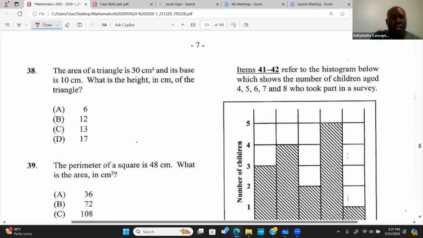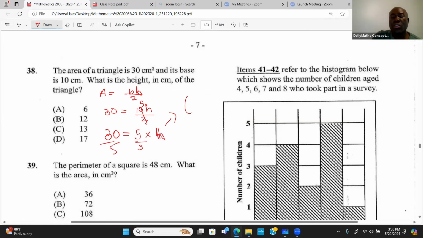38. The area of a triangle is 30 cm square and the base is 10. What is the height? What we want to do is set up the formula. The area of a triangle is equal to base times height over 2, or you're used to half base times height, same thing. Now, area is 30, which is equal to base, given as 10, times height, which we don't know, over 2. There are multiple ways to do that. We could cancel the 2 and the 10 right here, so we'll get 5. So 30 is equal to 5 times h. We divide by 5, divide by 5, h is equal to 6. So our answer right there is 6.